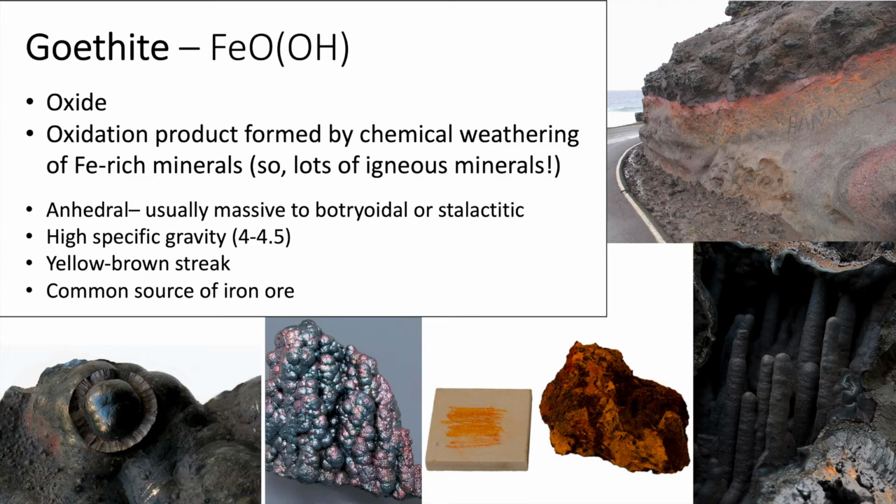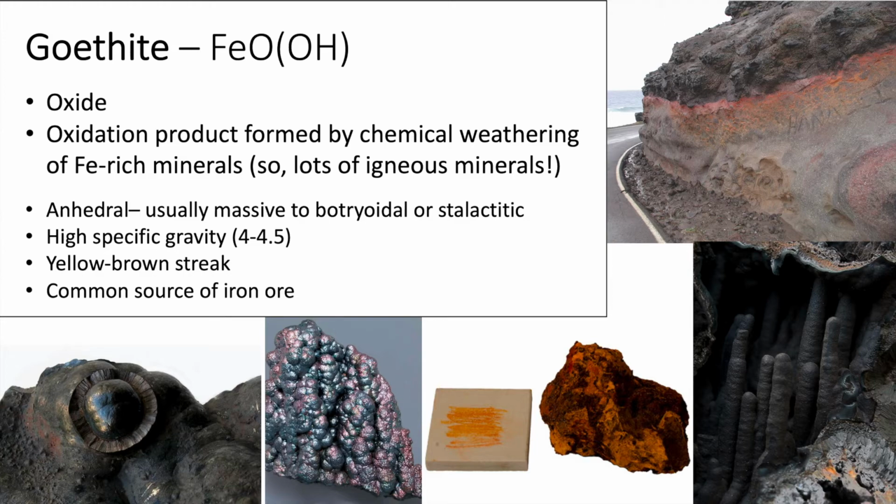And this mineral, like a couple minerals we'll see in this lecture, is an oxidation product. It's formed by chemical weathering of iron-rich minerals. So if you recall back to all of our igneous minerals that we talked about, a lot of them, especially things like olivine and pyroxene and amphibole, have a lot of iron in them. And that iron is often in the 2+ valence state, and when it interacts with the atmosphere, it's going to want to oxidize to 3+ iron. And so that is what's happening here in the case of goethite.